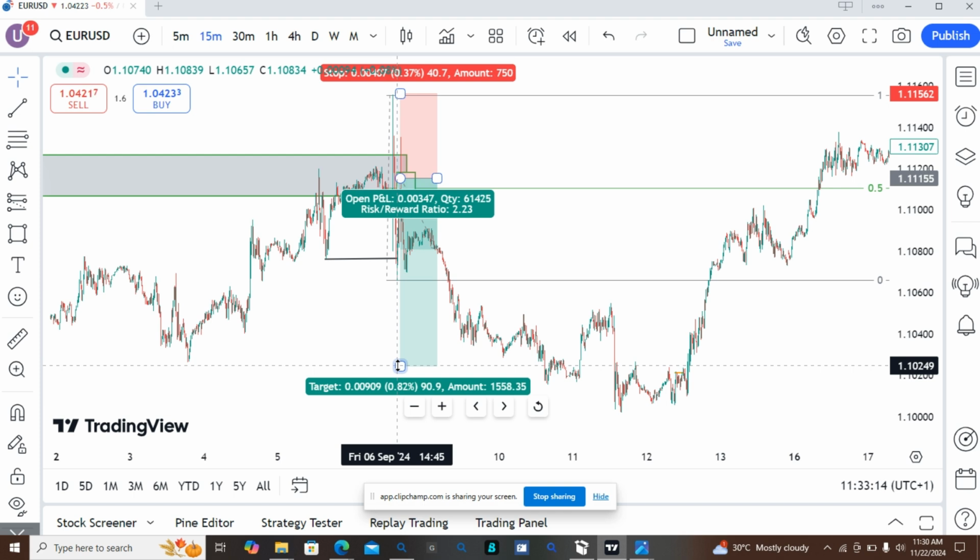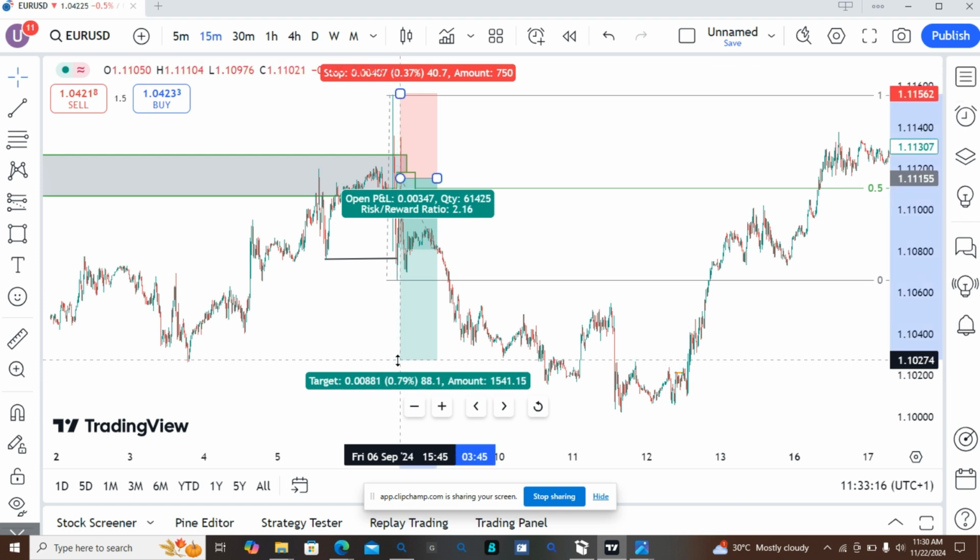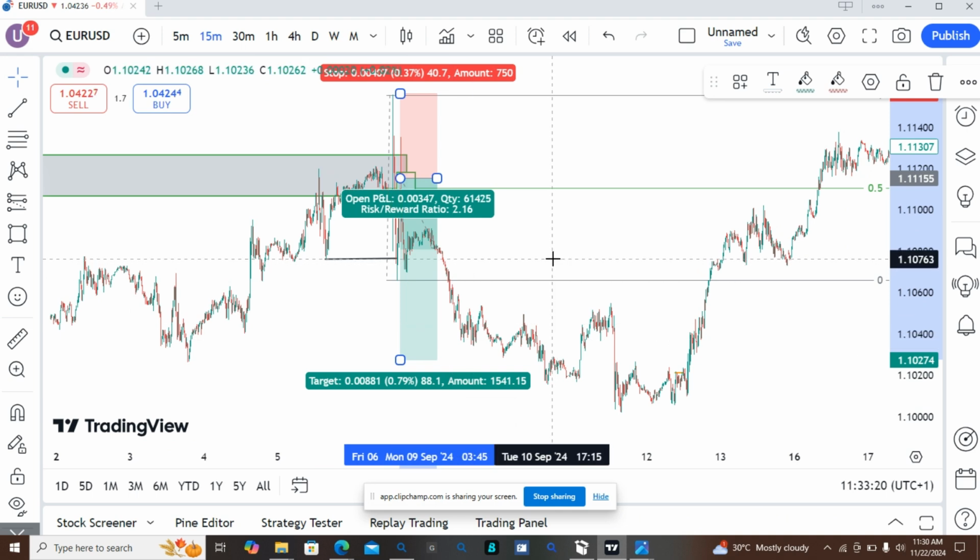This is your zone. Are you seeing it? Exactly. So this is your take profit. You risk 1% of your account, you get about 2.16% of your account. This is normally how I use this entry technique to take my trades, and it's been working perfectly.